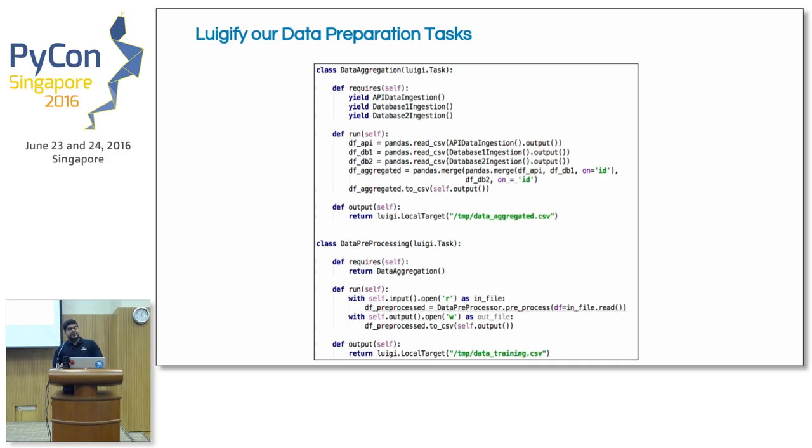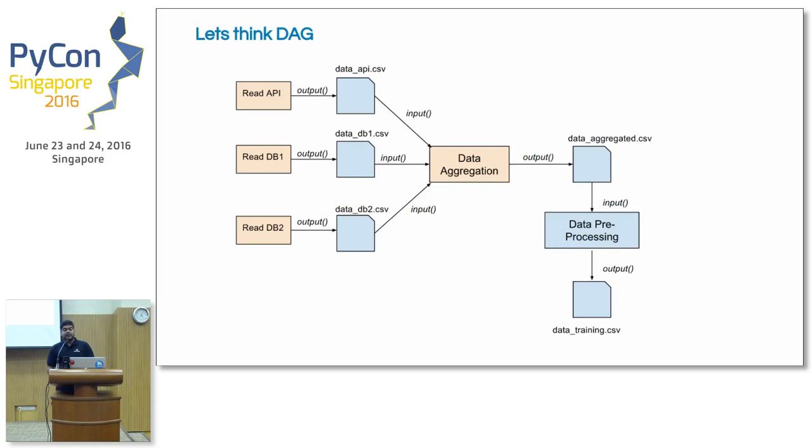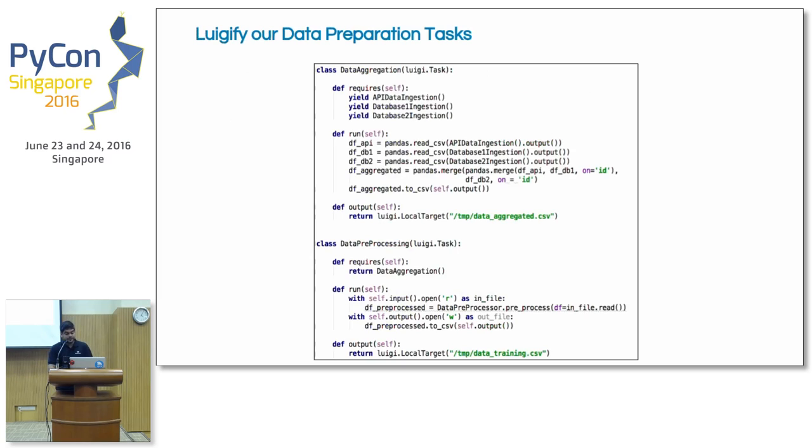So this data aggregation, before even starting to run itself, will run all three tasks. After that, in the logic, I use a simple pandas.merge to create a single view of the data. And I say the output of this would be data aggregated.csv. Now this data preprocessing task is basically the main task that we need to do. Data preprocessing only depends on one single task, which is the data aggregated.csv state. And once the data aggregation is over, only then can data preprocessing happen.